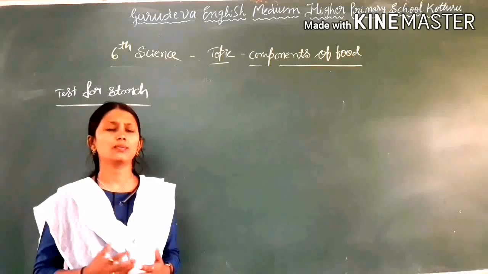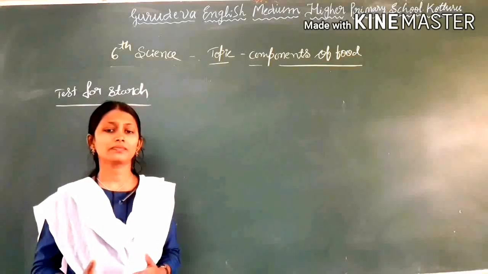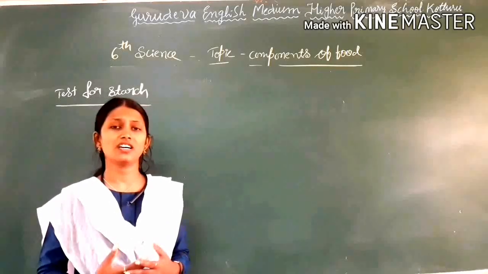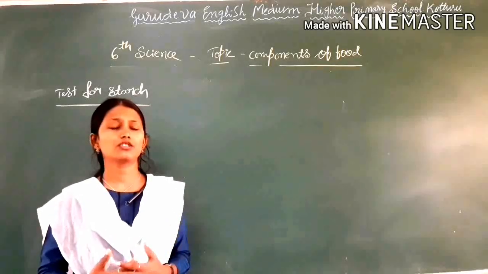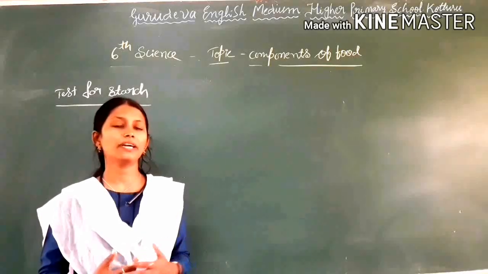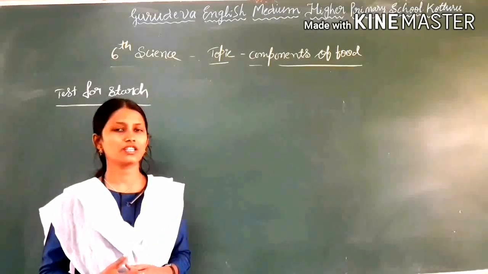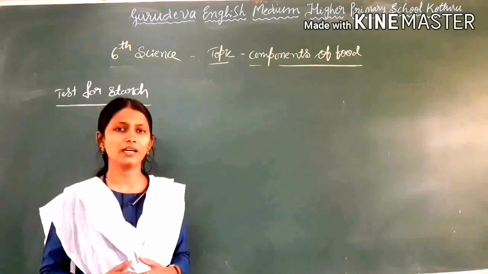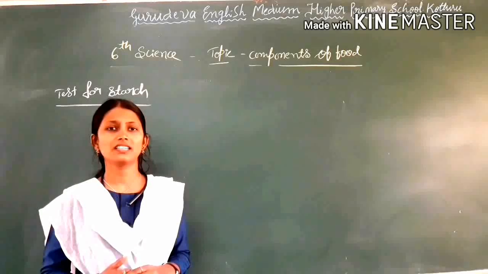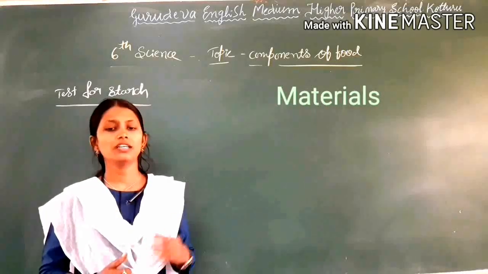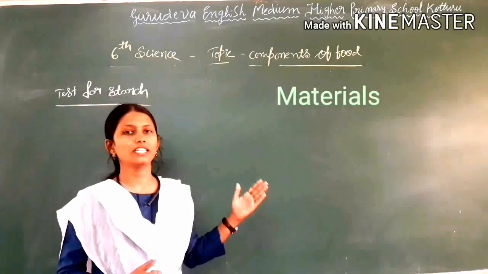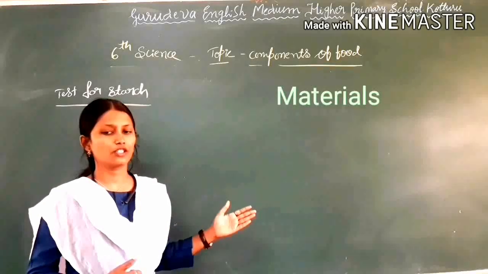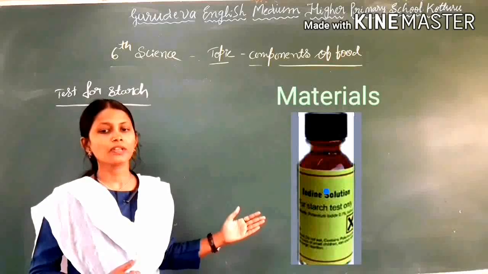There are many carbohydrates found in our food. The main carbohydrates found in our food are starch and sugars. Now let us perform an activity to test the presence of starch. To test for starch in our food item, we need a small quantity of the food item or raw material, and 2 or 3 drops of iodine solution.